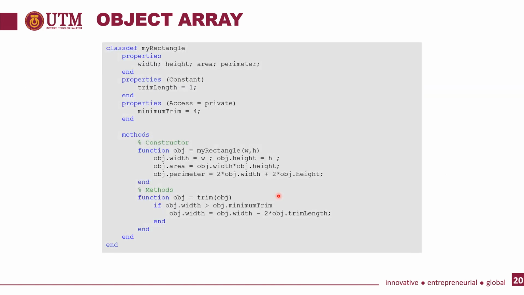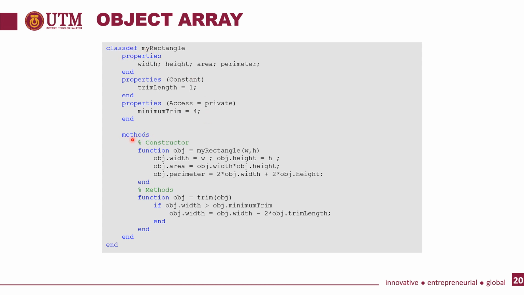Alright, so this is the class. You have a class myRectangle here. This is the normal properties. You have width, height, area, and also perimeter. Then you have the properties which are constant. You set the constant property here, which you cannot change, which is the trim length. You have already set it equal to 1. Then you set another property here which is a private property, so people cannot see this. People will not see the minimum trim when you initiate an object of this class.